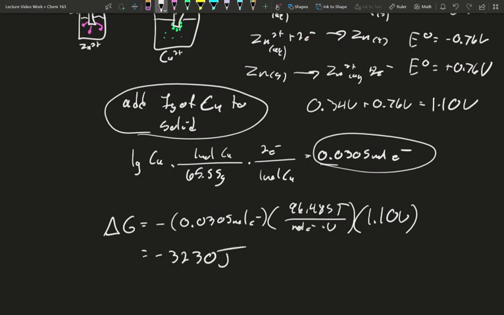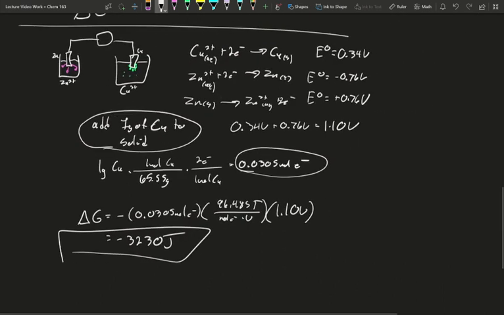3,230 joules. So for getting 1 gram of our copper 2 plus to plate out onto our copper solid, stealing electrons from the zinc, causing an equivalent number of moles of the zinc to break off the zinc solid into solution. As those electrons flowed, the max energy we could harness from it was 3,230 joules. So 3.2 kilojoules for a pretty small number of moles.